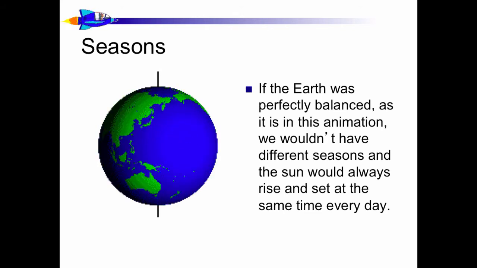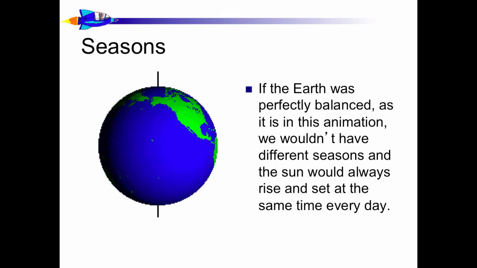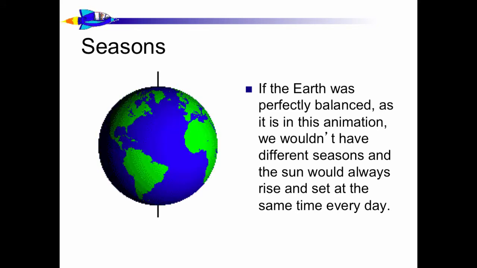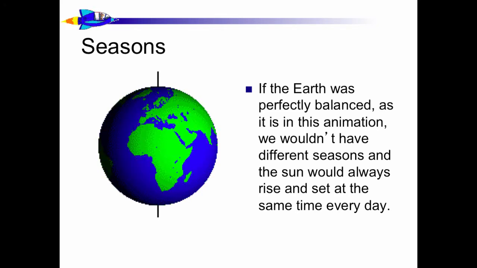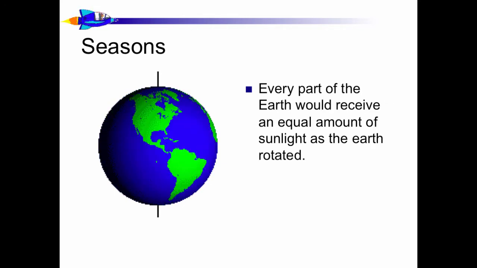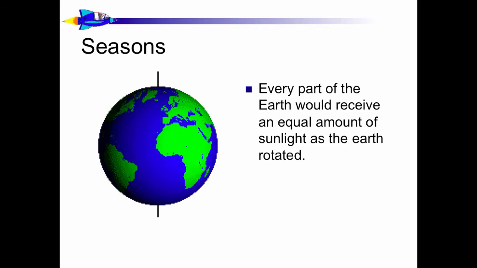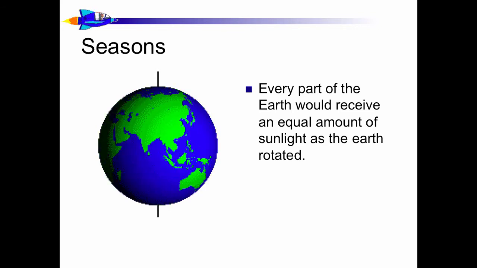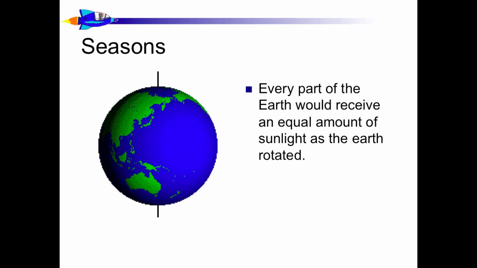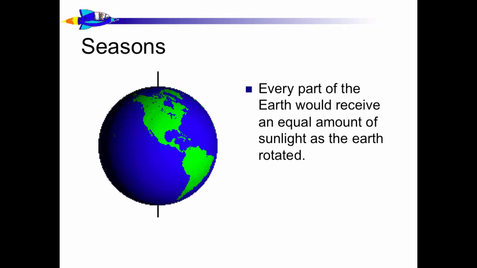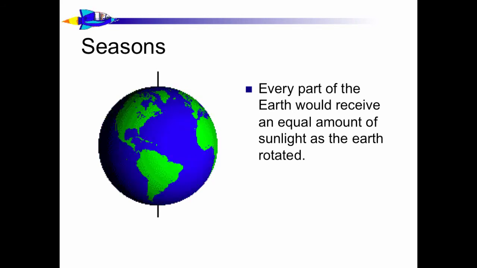Now, normally this only occurs twice a year on special days that we call an equinox, and we're actually having the fall equinox coming up very quickly. Every part of the Earth would see the same amount of light as the Earth is rotating. The North Pole, the equator, the South Pole, and every latitude in between would be receiving 12 hours of day and 12 hours of night.